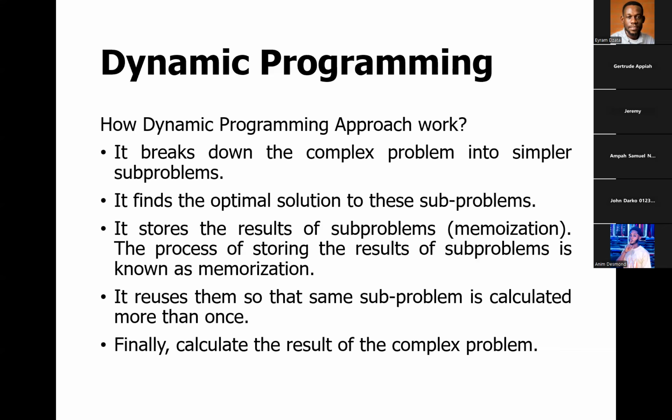Now let's break down how dynamic programming works. I mentioned that there are two key properties. The first is overlapping subproblems. A problem has overlapping subproblems when the smaller task is solved multiple times.